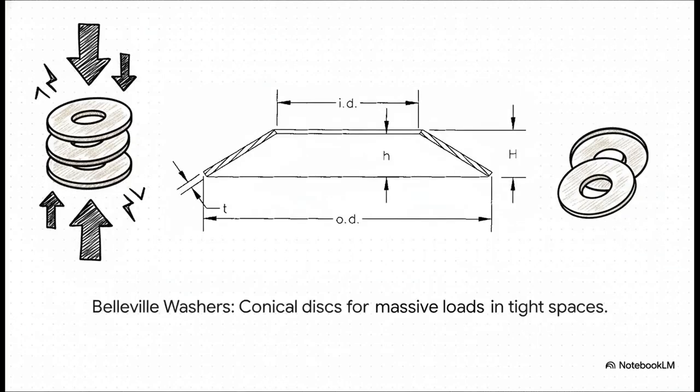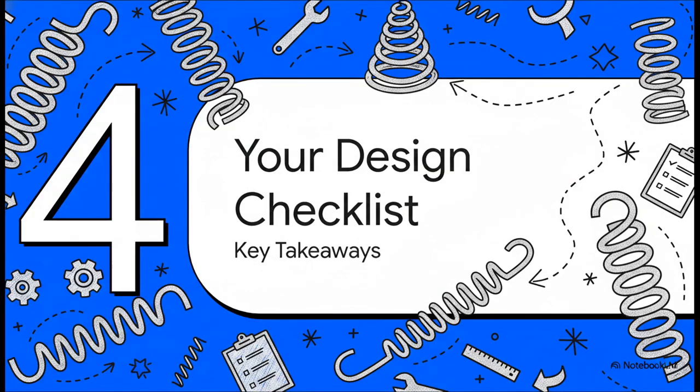And check these out. This is where clever geometry really shines. These are called Belleville washers. They're basically cone-shaped discs that can handle absolutely massive loads in a really tight space. And the coolest part is you can stack them in all sorts of different ways, in series, in parallel, to get very specific and sometimes non-linear spring rates. It's brilliant.